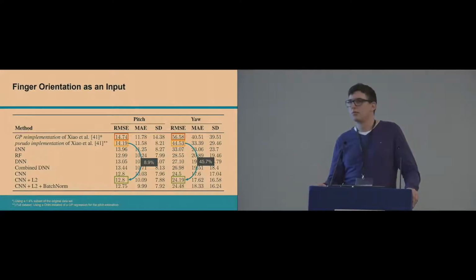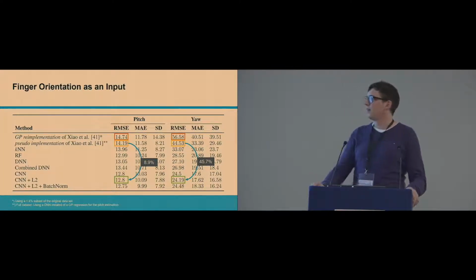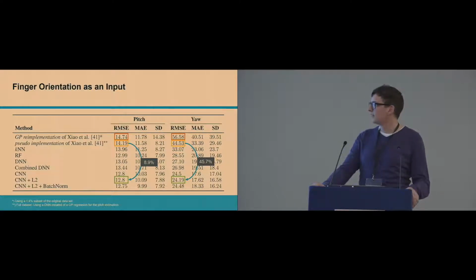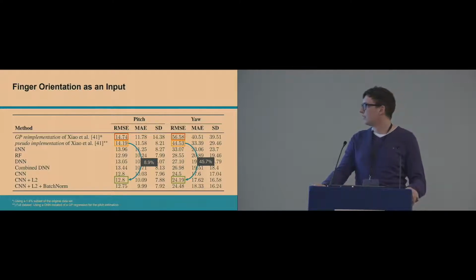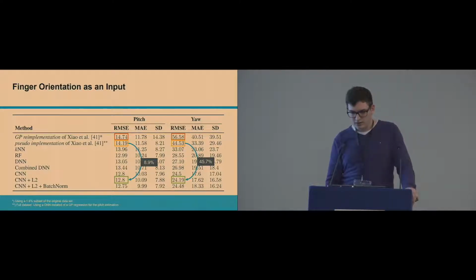We went on with the combined neural network, which improved on the DNN, and then we switched to the CNN, which really got us a boost. Here we were better than the random forest, and at the end, the CNN with L2 worked out best for us, with an 8.9% improvement against the re-implementation of XR et al. in pitch, and 45.7% in yaw.